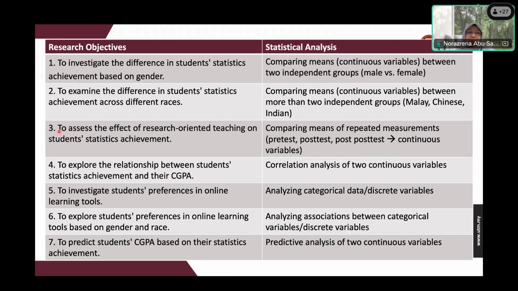The third one, to assess the effect. When I talk about the effect, there is the treatment. So the effect of my learning strategies, for example my teaching strategies, on student achievement. So there can be a pre-test and post-test, or pre-test, post-test, and another post-test.